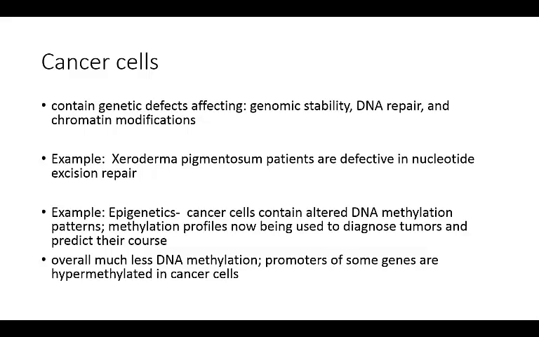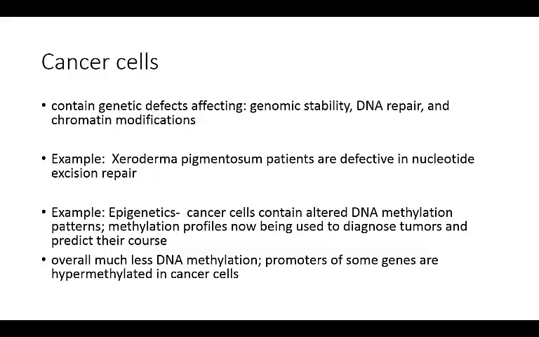So cancer cells are going to contain genetic defects typically, things that are going to affect genomic stability, DNA repair, chromatin modifications. We talked in the last lecture about xeroderma pigmentosum patients, and again, they're going to be defective in nucleotide excision repair. So if they start to accumulate mutations, their body is not able to use this method to correct those problems. And so they're going to start to accumulate more and more mutations than somebody without this disorder.